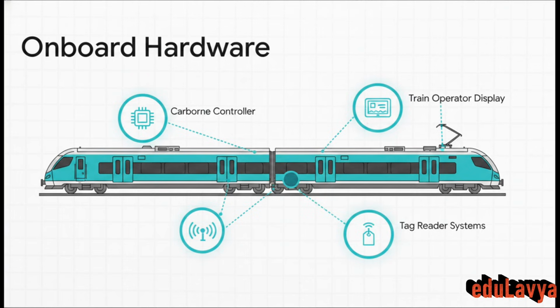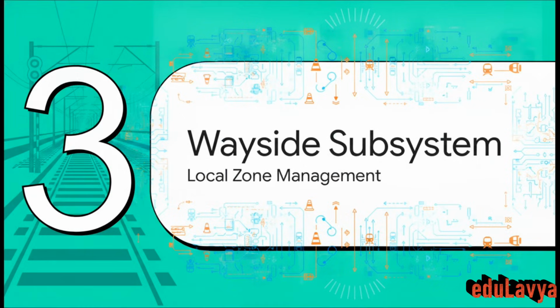There's also the train operator display, the TOD, which provides an interface if a human is supervising things. And then, right underneath the train, you've got the tag reader systems and antennas. As the train zips down the line, these antennas are actually reading transponder tags stuck right on the tracks. This confirms the train's exact physical location down to the literal centimeter. How cool is that?